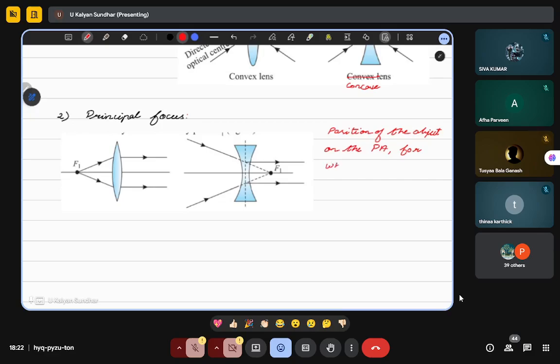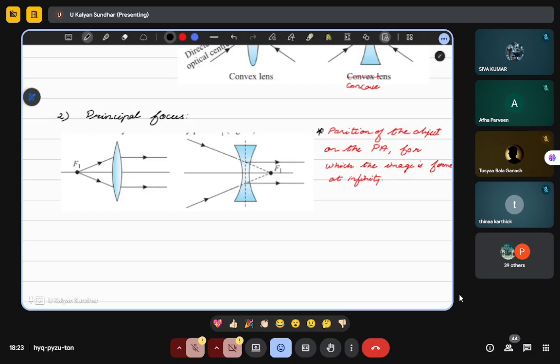For which the image is formed at infinity. So the object should be kept in such a way that its image is formed at infinity. So where do we keep it first? The object is being kept at the focus. If we keep it at the focus, the image will be formed at infinity for a convex lens.